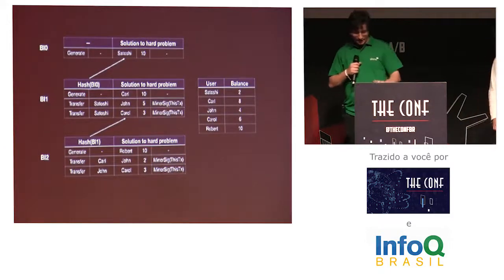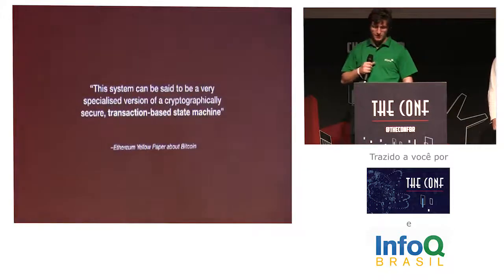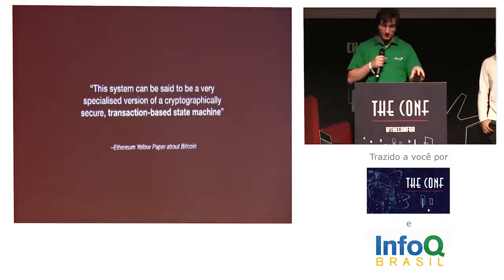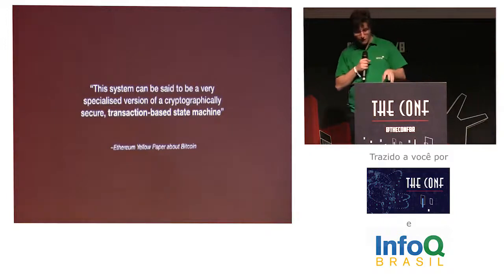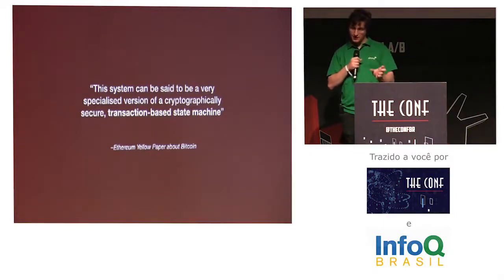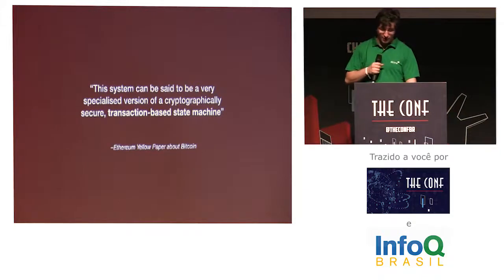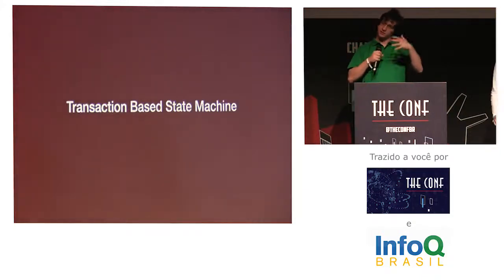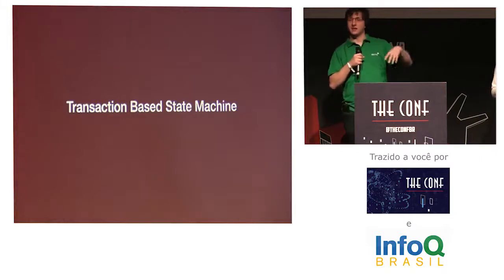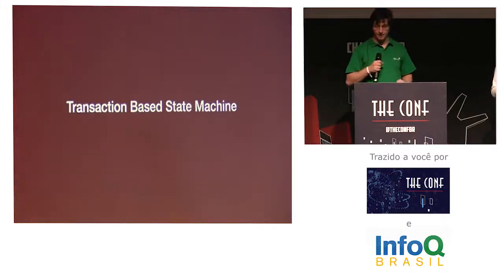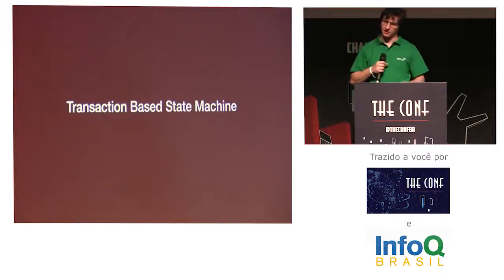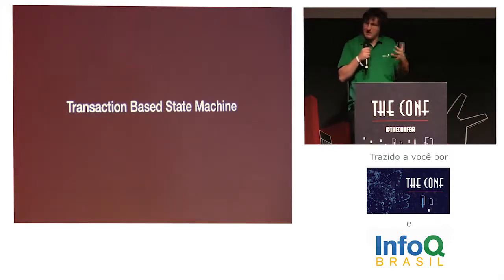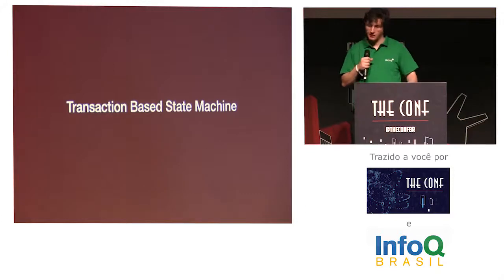If you look at Ethereum's paper, they say that this is a system that can be said to be a very specialized version of a cryptographically secure transaction-based state machine. So the question is, what is a transaction-based state machine? If you know a state machine, it receives some signals and changes the state. But a transaction-based machine, instead of receiving a signal, receives a transaction that is basically something related to the signal.